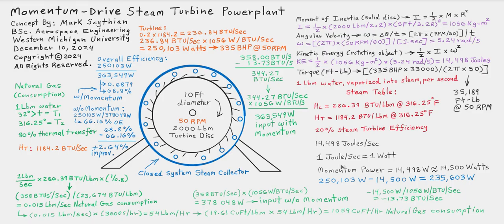But we get an additional 14,500 watts of mechanical power assist. Again, energy is conserved. We can't just hook something up to the momentum of the disc, but we can actually alleviate how much input power we need because we have that momentum.